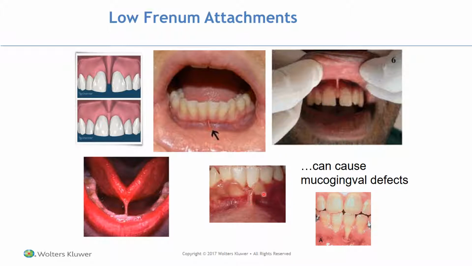This lower center picture, you can see a little bit of stripping of the gingiva there due to that constant tug on that tissue. Okay, and here's another diastema up on the upper right, and then you can see the mucogingival defects from the gingival stripping with that higher frenum.